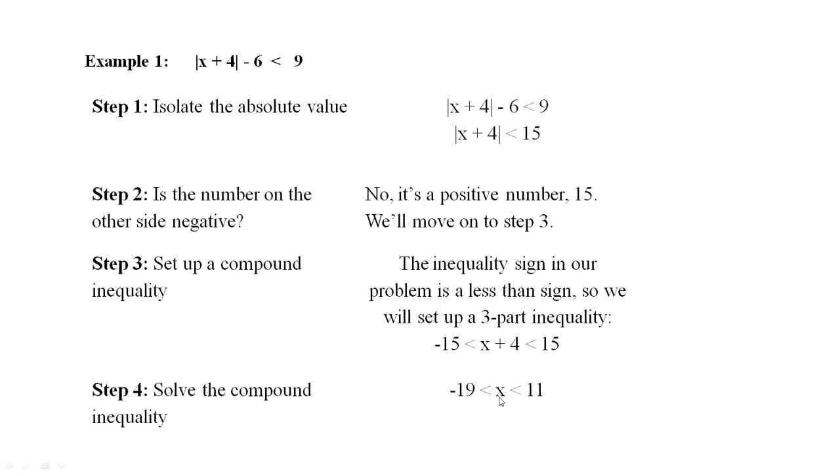This is a compound inequality. It means the condition is given: x is greater than minus 19 and x is less than plus 11. So we found a specified range, the numbers between minus 19 and 11. The numbers between minus 19 and plus 11 are the elements of the given solution set.